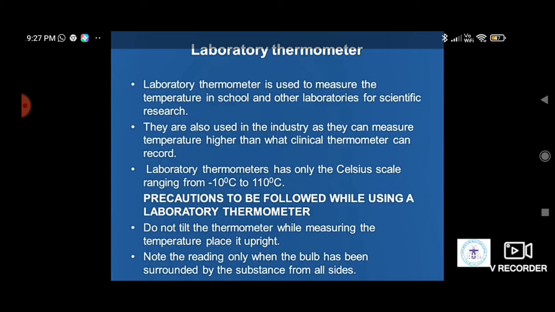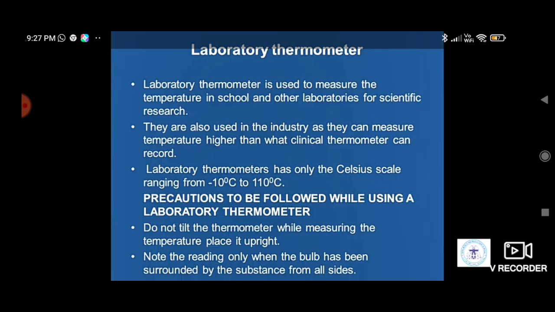They are also used in industry, as they can measure temperatures higher than what a clinical thermometer can record. A laboratory thermometer has only the Celsius scale, ranging from 10 degrees Celsius to 110 degrees Celsius. This is all about the laboratory thermometer.